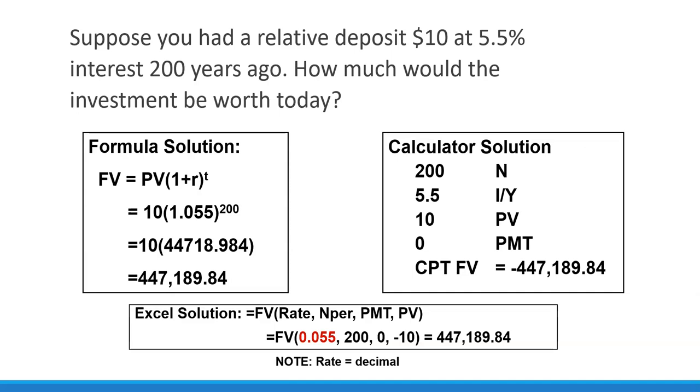$447,189.84. If we're putting that into a financial calculator, that is how we would input it. And if we're using Excel, we would ask for the future value with the rate, the number of periods, the payment, which is zero. We aren't taking payments out of it, and the present value is $10. That's what we're putting in.